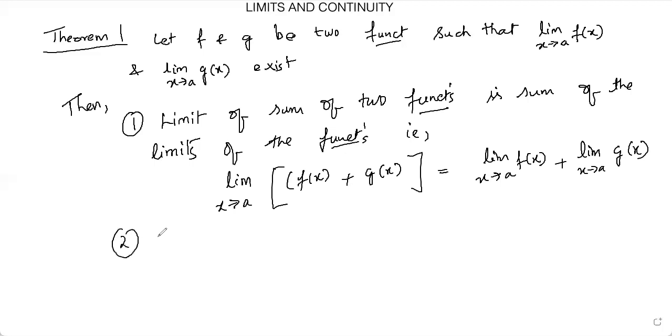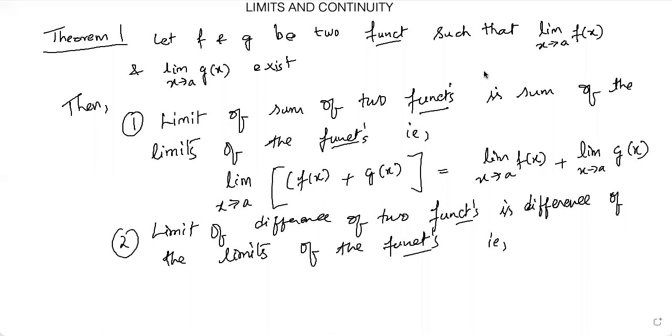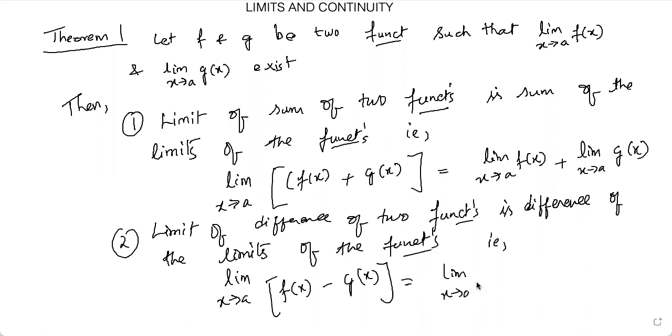Okay, also we have the difference. So the limit of the difference of two functions is the difference of the limits of the functions, that is, limit x tends to a f of x minus g of x, which is equal to limit x tends to a f of x minus limit x tends to a g of x.